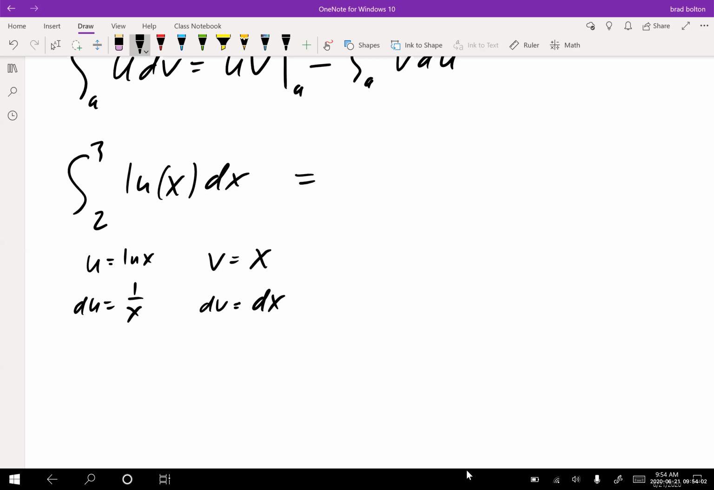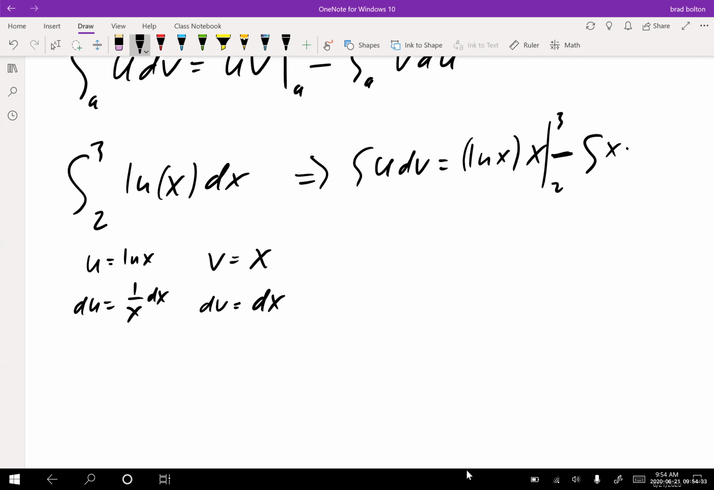So now we have our integral of u dv, sorry, my brain escaped me for a second there. So now we have to do u times v. So u times v would be ln of x times x minus the integral, and this is from 2 to 3, minus the integral of v du. So v du, oops, forgot the dx right there. V du would be x times du, which would be 1 over x dx, right, from 2 to 3.